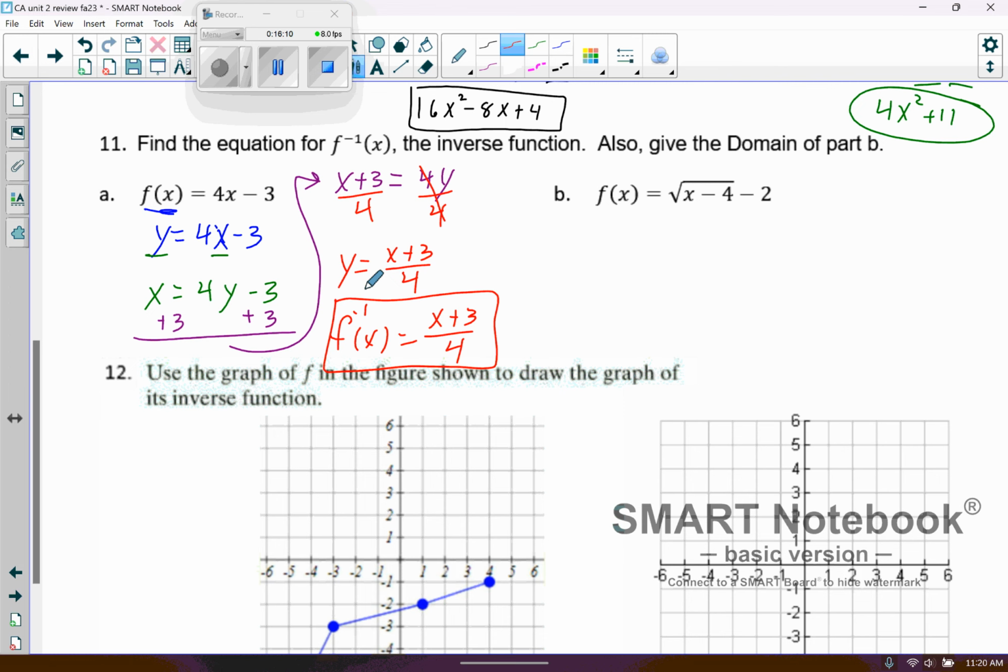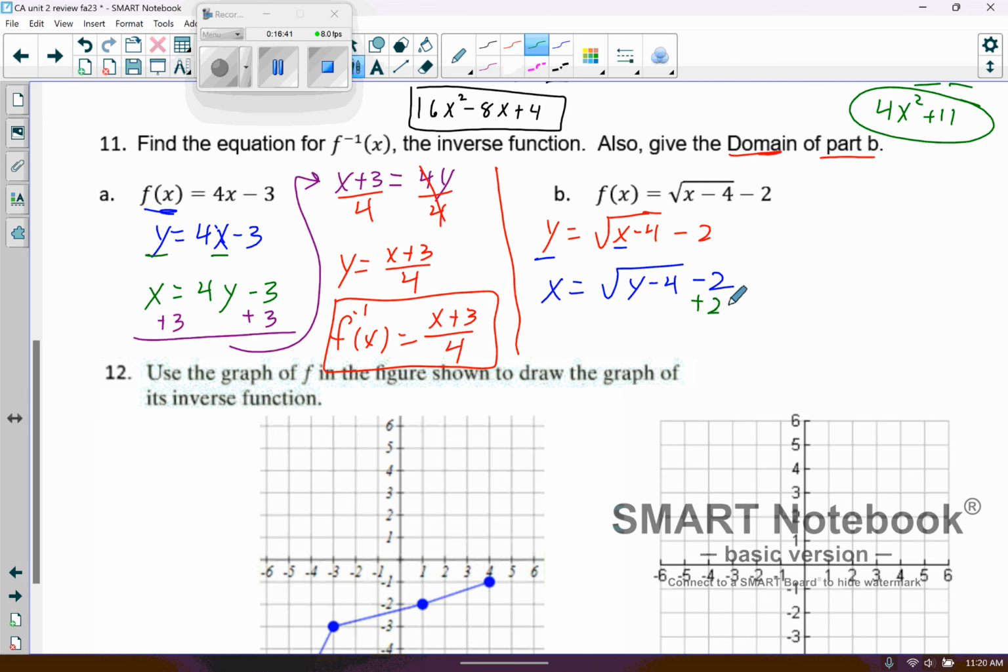Okay, our next one, we're going to have to be a little careful on this one because they're going to want us to give the domain of the inverse function. So we're going to start off by the same thing. We're going to do y equals the square root of x minus 4 minus 2. And then we do a little switcheroo. So x equals the square root of y minus 4 minus 2. And now it's time to try to solve for y.